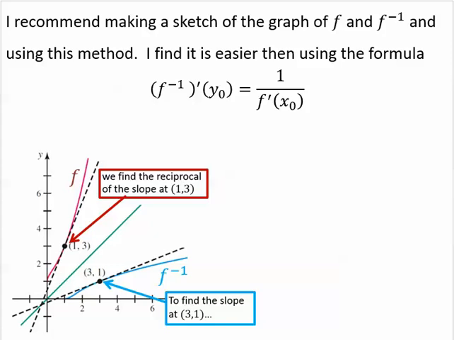So what I do is I just make up a graph of f inverse and just make sure it goes through my given point. And then I make up my graph of f, making sure it goes through the corresponding ordered pair. So I just make a little pretend graph. And then that helps keep me straight. And then I tell myself, to find the slope at 3, 1, I find the reciprocal of the slope at 1, 3. And that makes it a little bit easier for me to figure out.